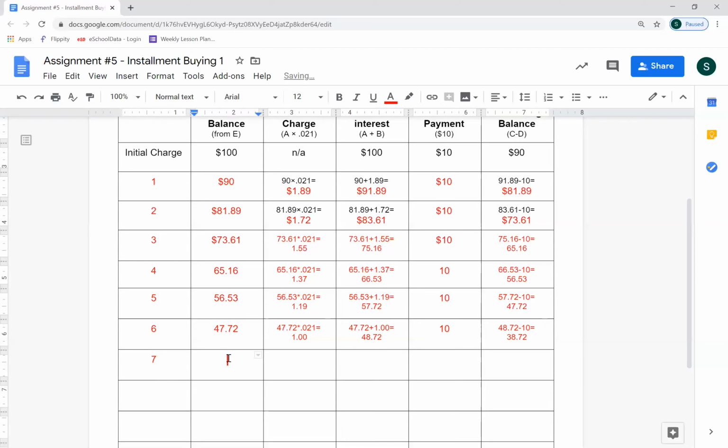So $38.72 is the balance that I carry into month 7. To figure out the amount of interest charged, we multiply it by 0.021. And I get 81 cents. So my balance, $38.72, plus my 81 cents in interest, gives me $39.53.